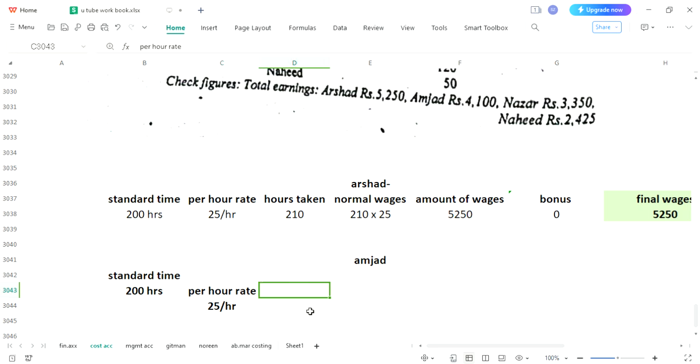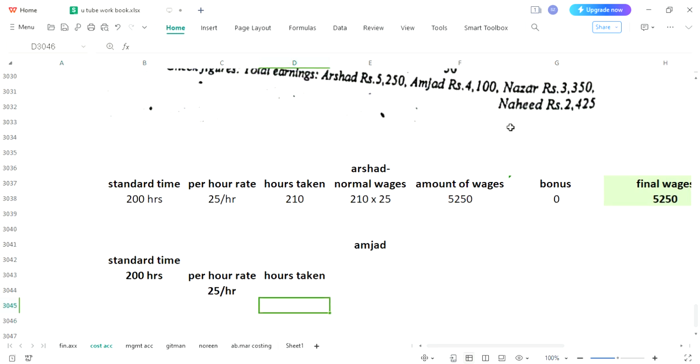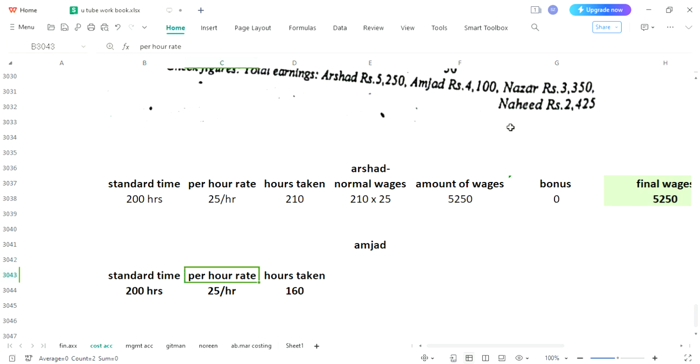Next, hours taken, and obviously it would be different. For Amjad, we will see how many hours he has taken. Amjad had taken 160 hours. So yes, he had saved something. Hopefully you have understood that time saving is present here.